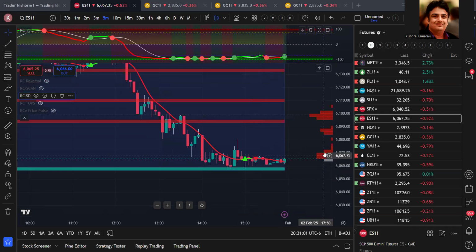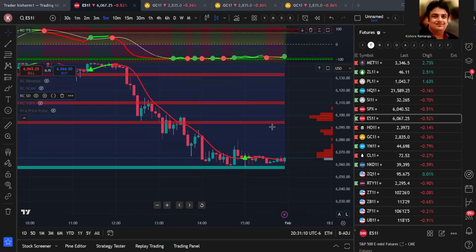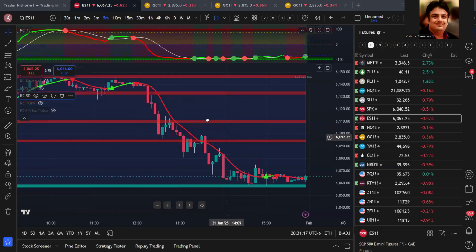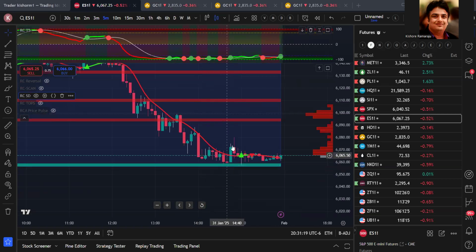You have all the sellers here. So it came all the way to the demand zone, then started moving. So this is where you will short it. If you see a red area, you wait for price to go to that red area and then you short. Or you wait for price to come to this green area, you go long.